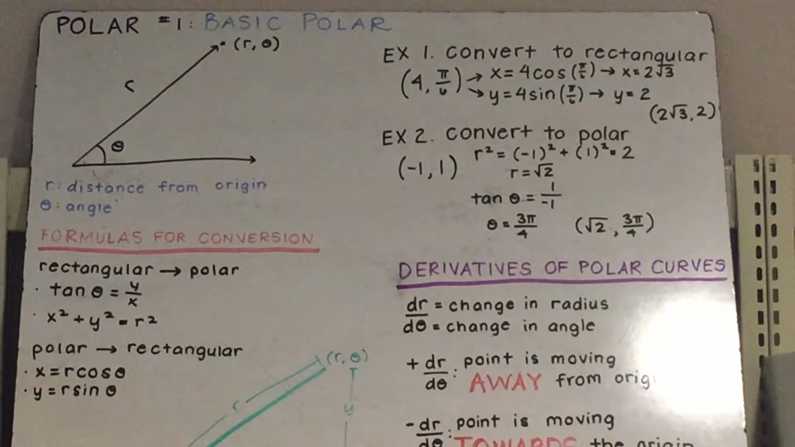Okay, now we're going to talk about polar coordinates. So the first lesson we're going to do today is on basic polar coordinates. Polar coordinates have two parts, just like rectangular coordinates have x and y. You have r and theta.